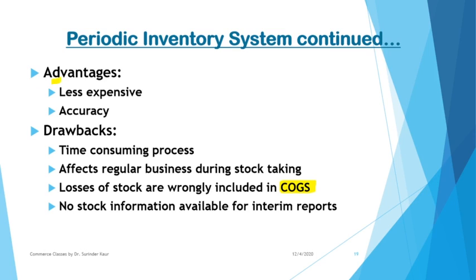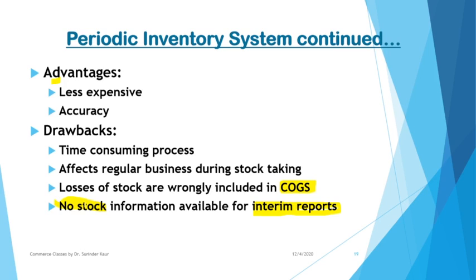Okay, now next is no stock information for interim reports. Obviously, in fact, for annual reports, you are shutting down your business, you are closing your business for some time. And if you want to have the same information again and again for different time periods, maybe quarterly or monthly, then this is not feasible. You cannot close your shop more often, isn't it? So no information will be available for interim reports. So these are some of the limitations.